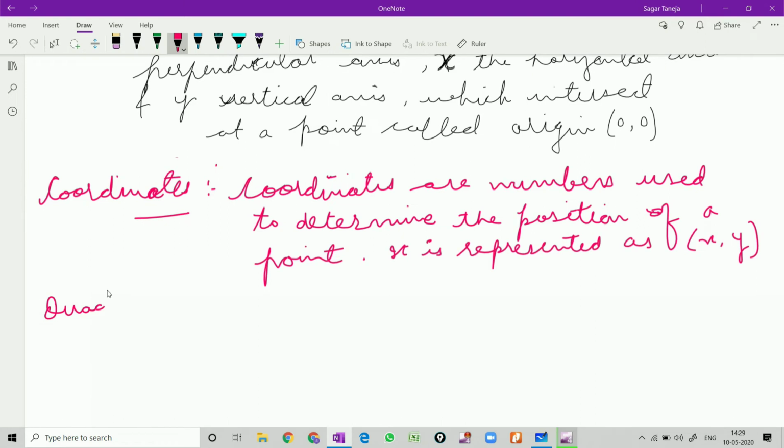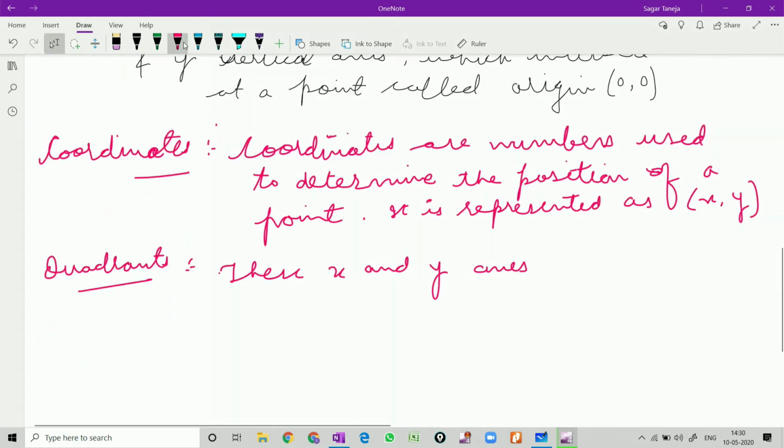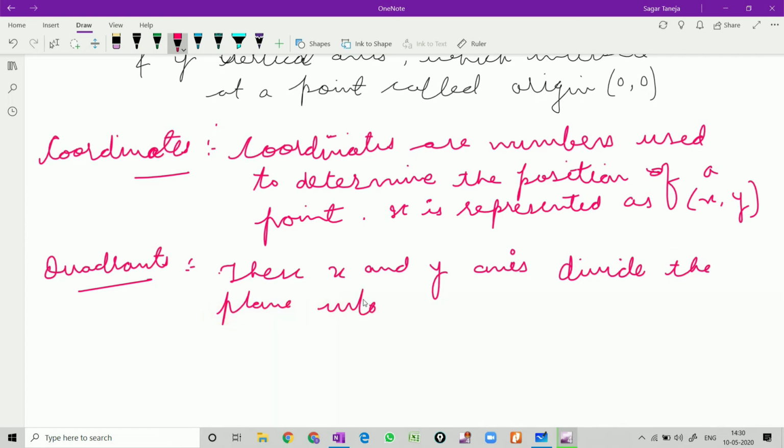Now what are quadrants? These x and y axes divide the plane into four regions. Yes, no? When these x and y axes intersect each other, then they divide the plane into four different regions called quadrants.